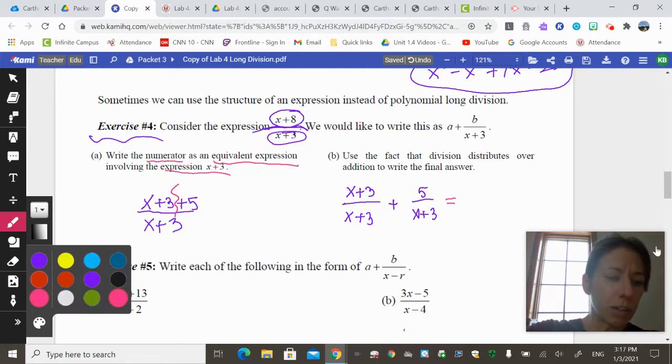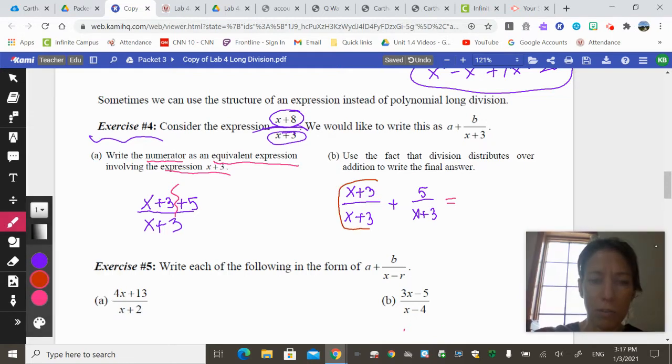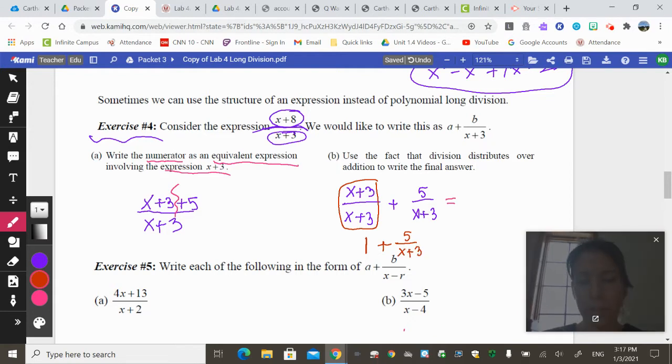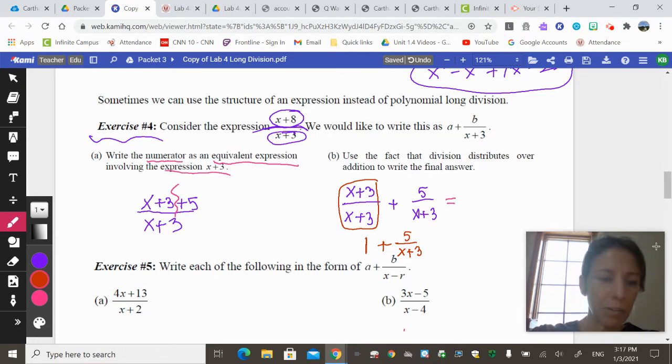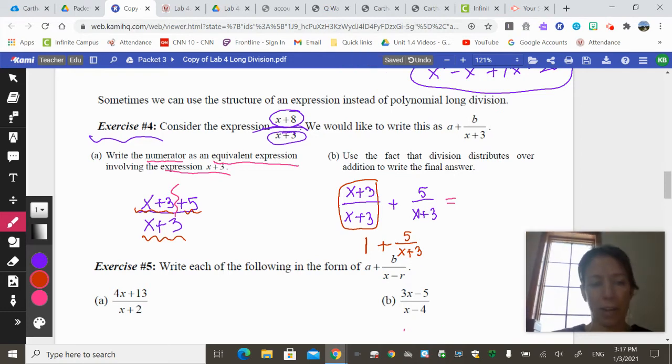Now the reason I want to do this is because I can look at x plus 3 over x plus 3, and anything divided by itself is 1. So I can change this into 1 plus 5 over x plus 3. And that's all it is. So I use the denominator or a multiple of the denominator plus something, I separate them, and then rewrite my answer.